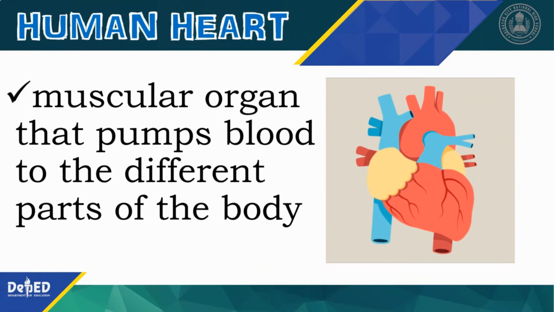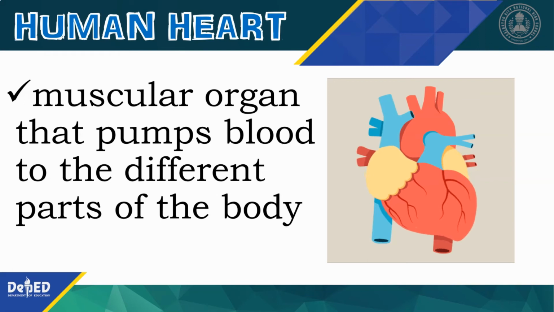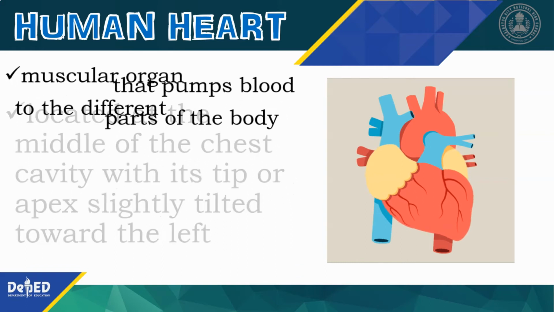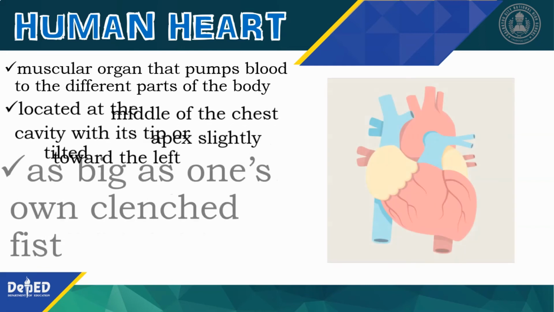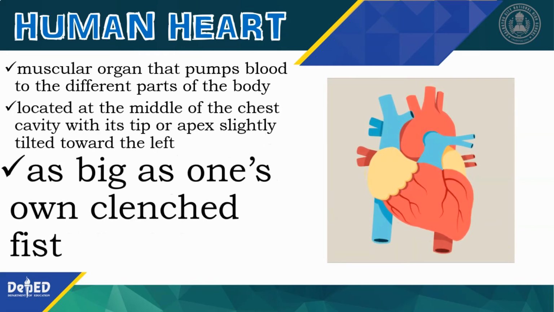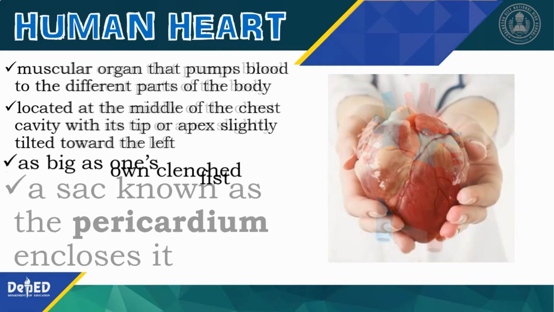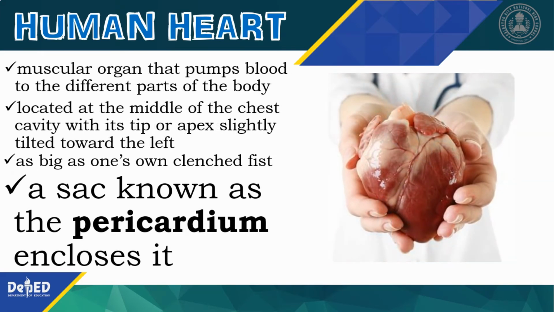The heart is a muscular organ that pumps blood to the different parts of the body. It is located at the middle of the chest cavity, with its tip or apex slightly tilted toward the left. Its base lies just below the second ribs. The heart is just as big as one's own clenched fist. A sac, known as pericardium, encloses it.